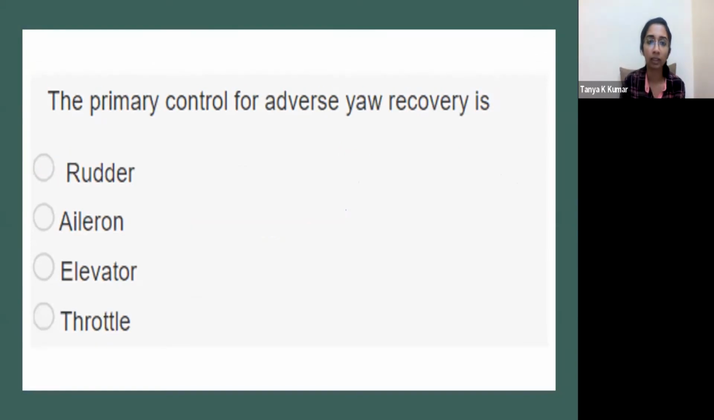Okay. The primary control for adverse yaw recovery. What was adverse yaw? Can someone remind me what was adverse yaw? For yaw control, we know it is rudder. What is adverse yaw? So if you have an aircraft like this, it is the fuselage, and you have your rudder here, and this is the yawing motion. This is the positive yawing motion. So the control surface that controls yaw is rudder. What is adverse yaw? Can someone remind me what is adverse yaw?